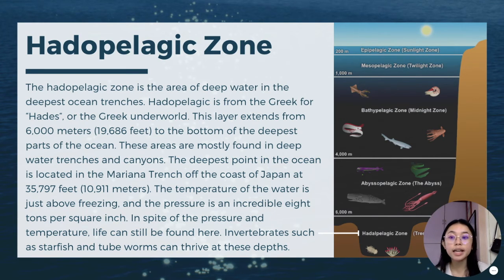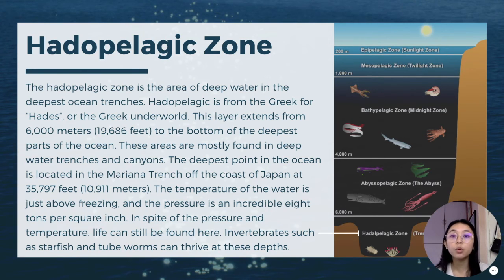This layer extends from 6,000 meters to the bottom of the deepest parts of the ocean. These areas are mostly found in deep water trenches and canyons. The deepest point in the ocean is located in the Mariana Trench off the coast of Japan at 10,911 meters.